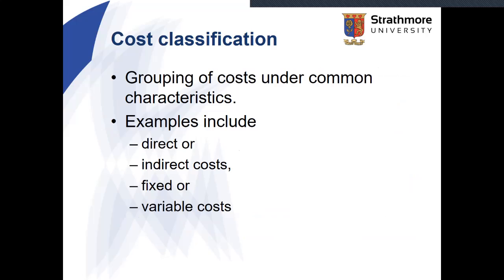Now, cost classification. I mentioned this topic is divided into 3: cost unit classification, cost classification, and profit reporting. Now, classification is simply grouping, trying to put the costs into their unique groups. Not so unique, but into groups.